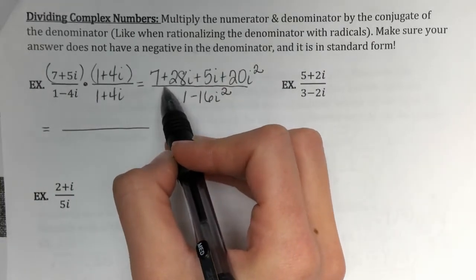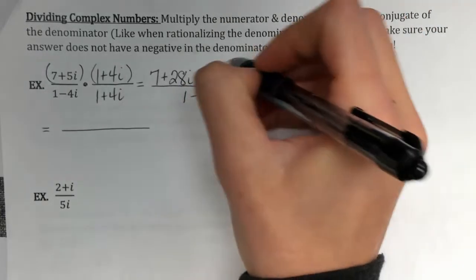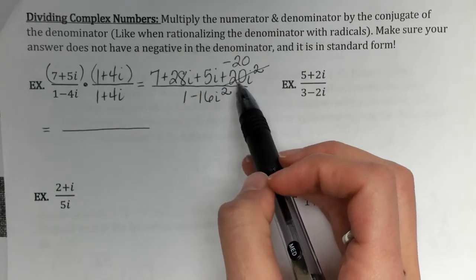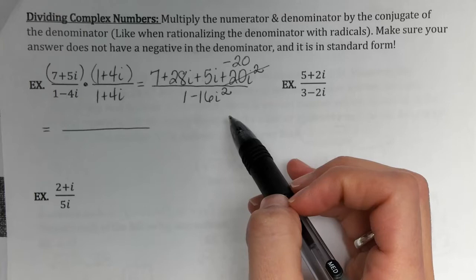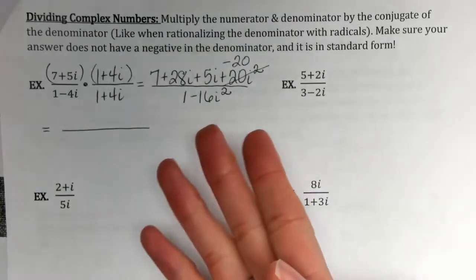Now, here's the deal. If you wrote this and you want to just scratch it out and you know it becomes a -20, I'm okay with that as long as I can see that you started with 20i squared. Okay? If you want to do all the separate parts, then fantastic. But if you want to do that, that's how I personally work it out, so I'm okay with that.